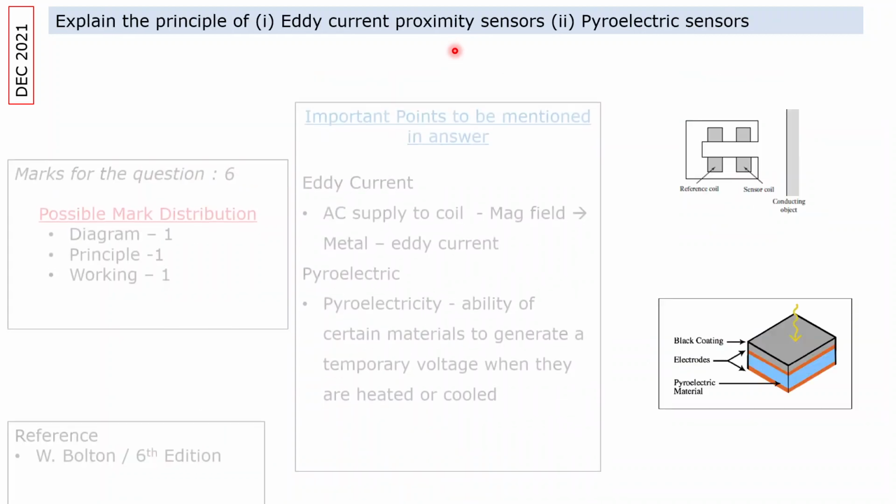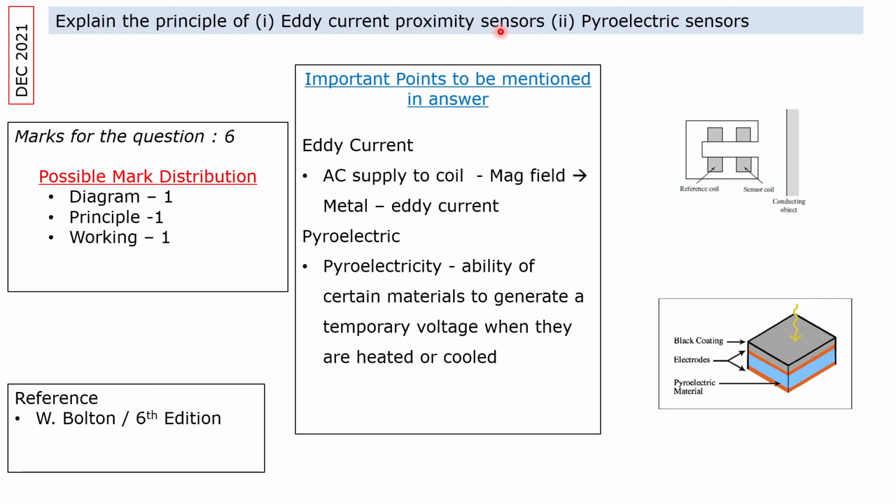Now the next question is, explain the principle of eddy current proximity sensor and pyroelectric sensor. The marks for this question is 6 marks. That means eddy current carries 3 marks, pyroelectric carries 3 marks. In the 3 marks, diagram carries 1 mark, principle is 1 mark, and the working is 1 mark. In eddy current, the AC is applied to the coil, producing a magnetic field, and a metal produces an eddy current. So when you give AC supply to the sensor coil and a conducting object comes near, it distorts the reference coil. Now in pyroelectric sensor, due to temperature it gives a particular EMF. So that is pyroelectric sensor.